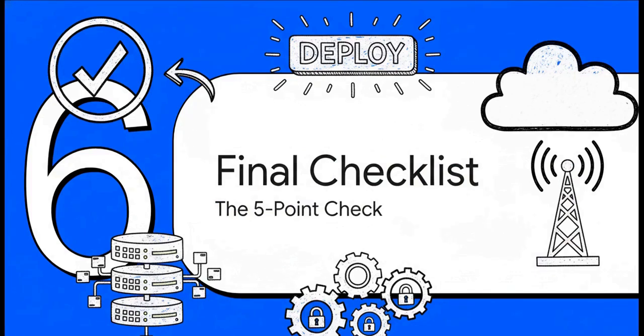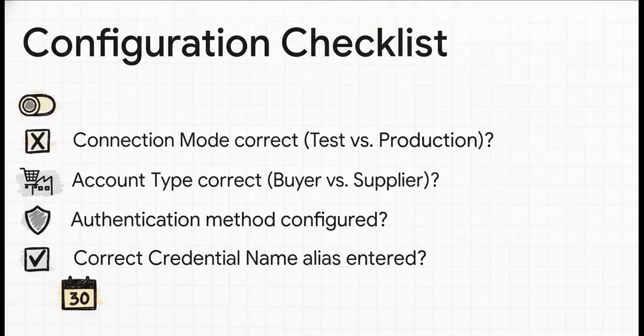Whew, we have covered a lot of ground. So before you go and hit that deploy button, let's just run through a quick final checklist of the most important settings. Getting these 5 things right is absolutely key to a smooth connection. Think of this as your final pre-flight check. Is the connection mode correct? Test or production? Did you pick the right account type? Is your authentication all set up? And did you use the right credential name alias? And finally, did you double-check your scheduler to avoid those wonky dates? Seriously, a quick review here can save you hours of pulling your hair out.